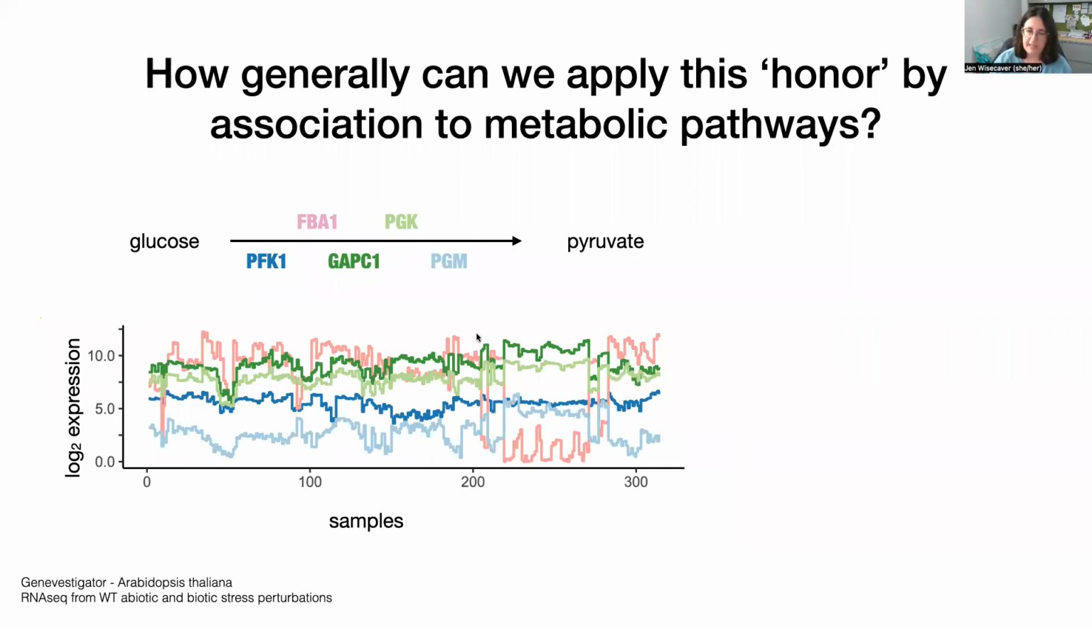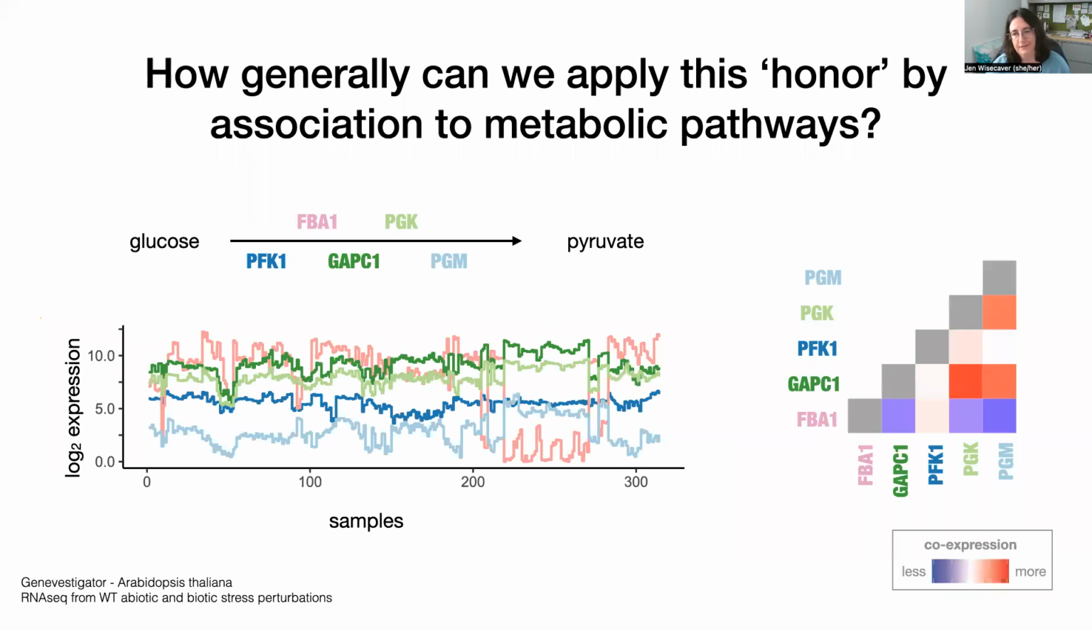And here you see that the gene expression patterns are not very strongly correlated with each other. Some gene pairs may be positively correlated, like GAPC1 and PGK, but some are also pretty strongly anti-correlated, FBA1 and PGM. But then others show no real strong pattern, either positive or negative, in terms of their correlation.